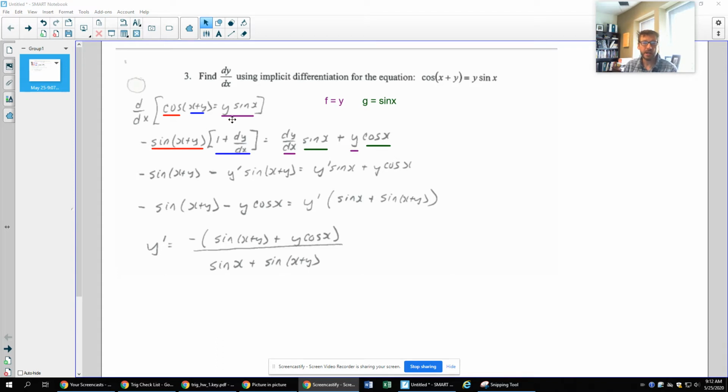And then on the other side here, you've got a product rule. Your first function is y, and your second function is sine of x. So what's f prime? f prime is 1 dy dx, and g is sine of x, and then your f is y, and then your g prime is cos of x. So again, we've got the layers. We've got the cosine layer that goes into negative sine of theta times the derivative of the angle itself.